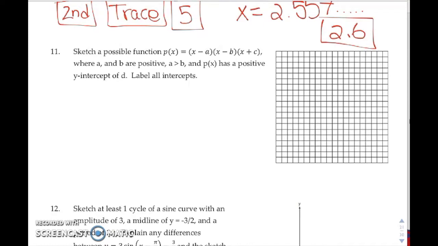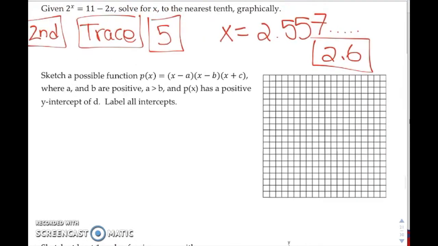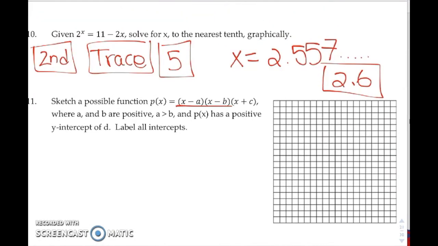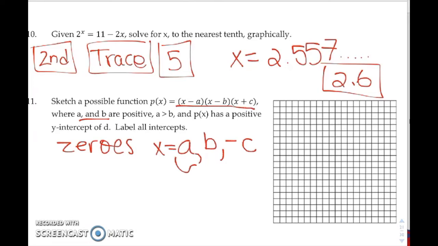So for this next one, we're going to sketch a possible function for p of x, where we have x minus a, x minus b, x plus c, and a and b are positive numbers. A is greater than b, and p of x has a positive y-intercept of d. So let's see what we know here. So first of all, this means if these are my 3 factors, that my zeros would be at x equals a, x equals b, and x equals negative c. And they tell me a and b are positive numbers, so these are both going to be on the positive side. That's going to be on the negative side.